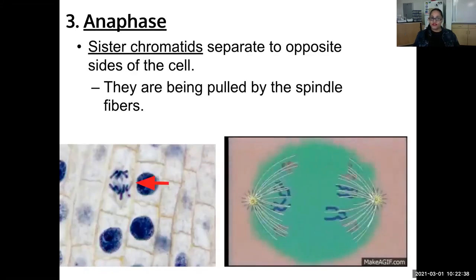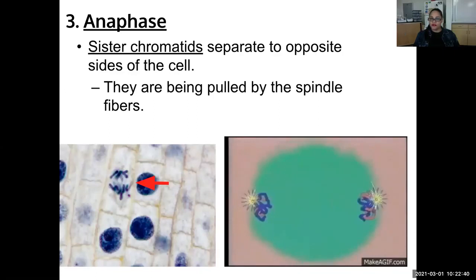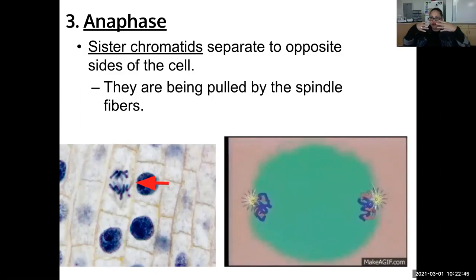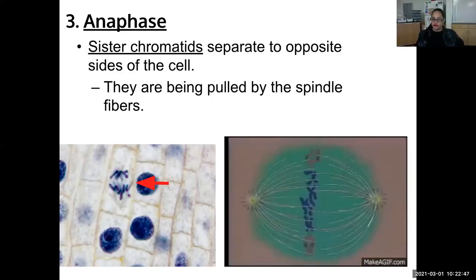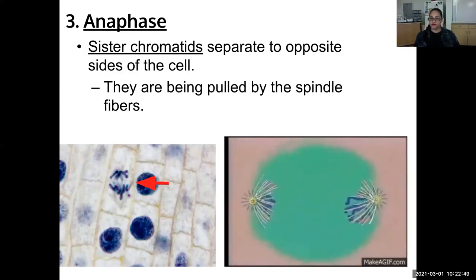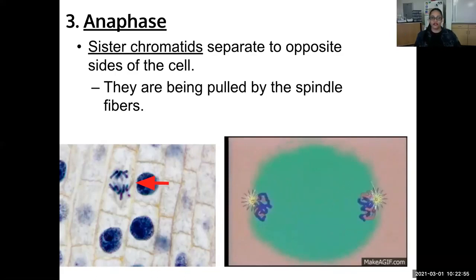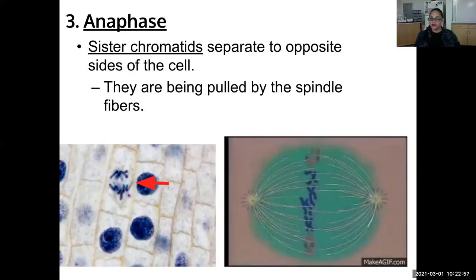Anaphase: sister chromatids separate to opposite sides of the cell, and they're being pulled apart. So they're in metaphase and they're being pulled apart by the spindle fibers. And again, on the left, that is a cell that you will have to identify eventually in tests and quizzes and labs.